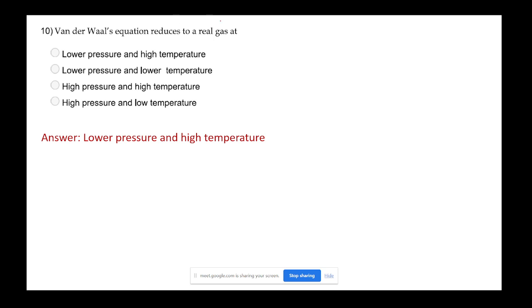Actually here it has to be ideal gas, because Van der Waals equation of state is for real gas. The Van der Waals equation of state is (P + a/V²)(V − b) = nRT. So this is for real gases, and you want to find for ideal gases.